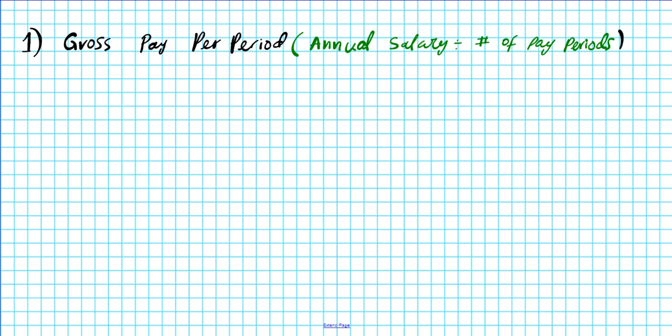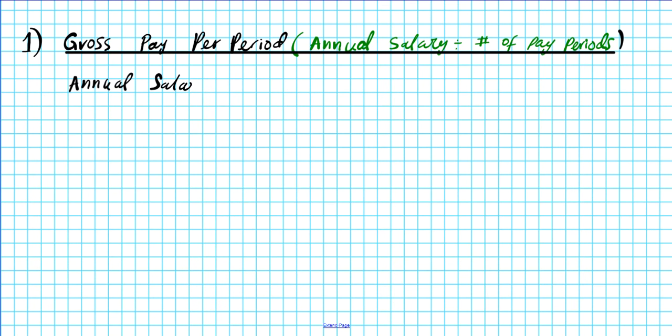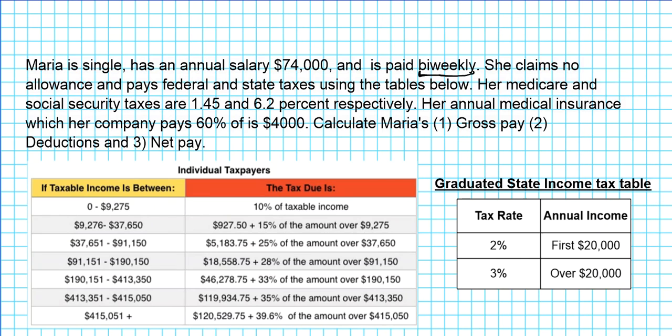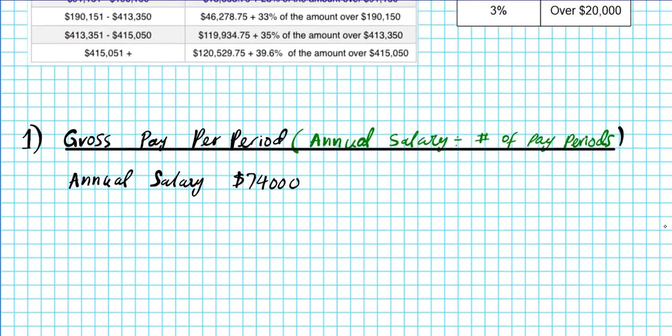Alright, let's go ahead and determine the necessary components that can help us to calculate her gross pay per period. The first part we need is her annual salary. What is Maria's annual salary? Maria's annual salary is $74,000 a year. So annual salary, $74,000. How many pay periods does she have? It is stated in the problem that Maria is paid bi-weekly. So what does that mean? It means that she's paid every 2 weeks.